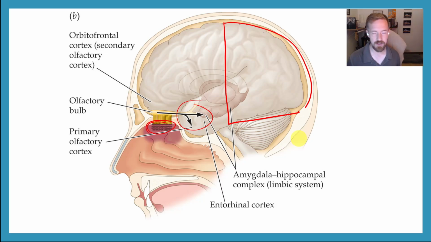Every single other major sense goes through this one structure, but not smell. Little structure over here that we call the thalamus. If you remember the thalamus, that's our sensory gateway, right? That sensory gateway mediates vision, it mediates hearing, it mediates taste, it mediates touch, mediates everything. Does not mediate smell. It goes straight to that perceptual area.